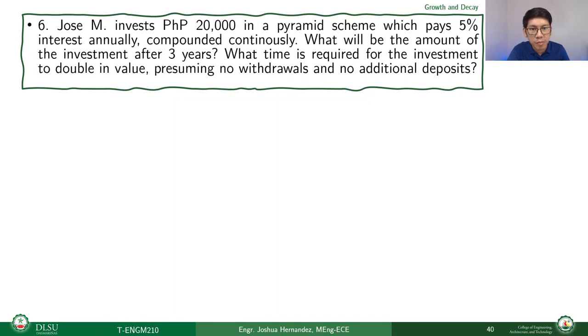So the problem is: Jose M invests 20,000 in a pyramid scheme, which pays 5% interest annually, compounded continuously. Keyword, no? Compounded continuously. So what will be the amount of the investment after 3 years? And what time is required for the investment to double in value, presuming no withdrawals and no additional deposits? Okay, so let's try and solve this.